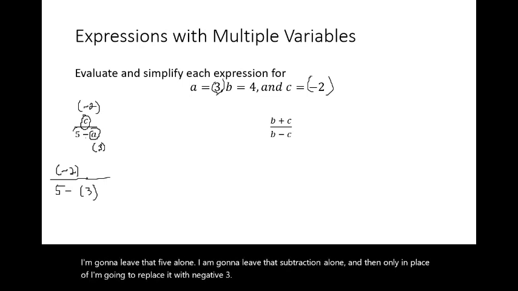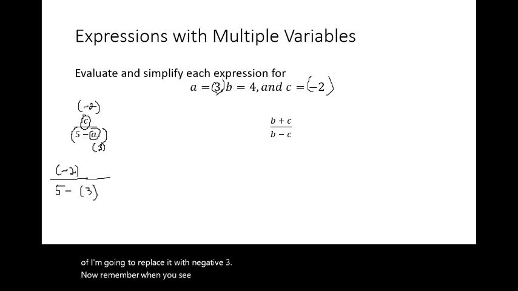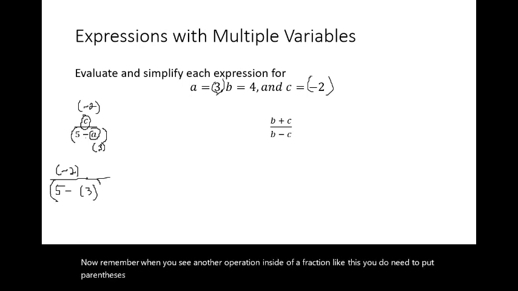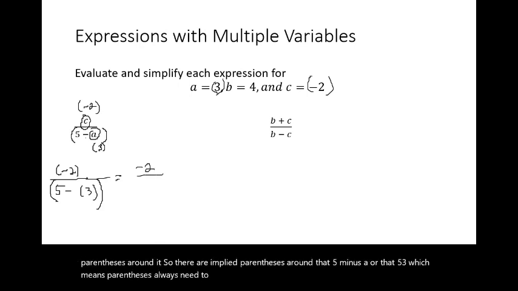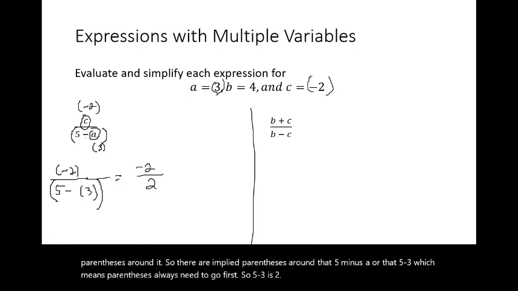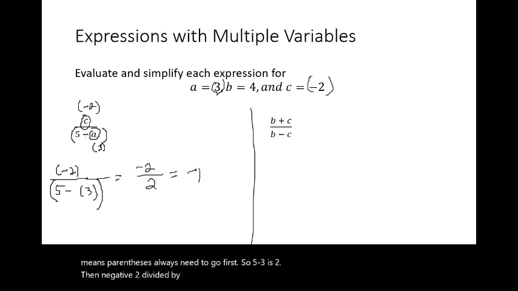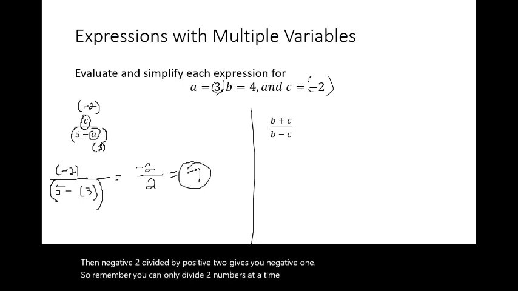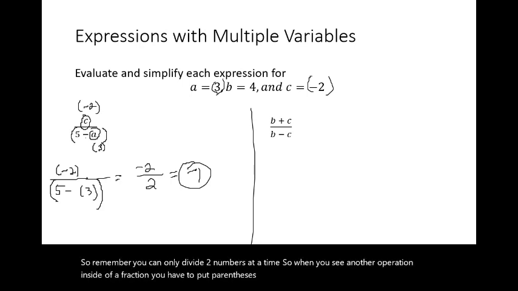Now remember, when you see another operation inside of a fraction like this, you do need to put parentheses around it. So there are implied parentheses around that 5 minus a or that 5 minus 3, which means parentheses always need to go first. So 5 minus 3 is 2. Then negative 2 divided by positive 2 gives you negative 1. So remember, you can only divide two numbers at a time. So when you see another operation inside of a fraction, you have to put parentheses around it and do that first before any dividing happens.